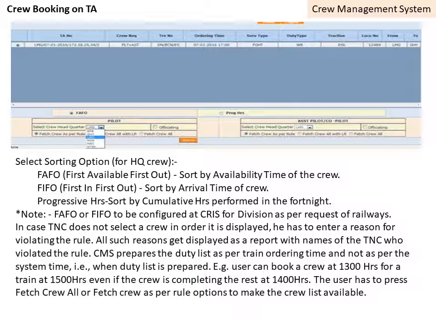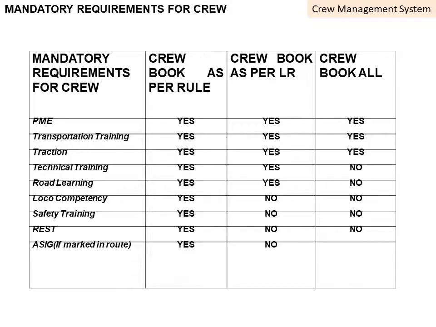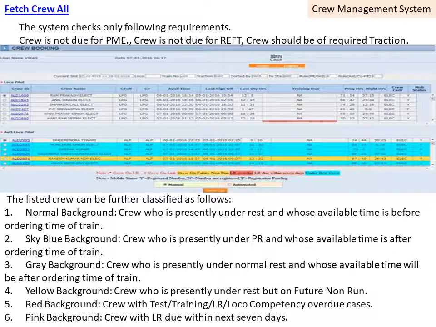This is cumulative hours per fortnight. First available, first out, or first in, first out, is to be configured by the division console only, as per the request of the railway. In case the TNC does not select the crew as per the order, to register it he has to enter the reason for violating the rule. If the first person is available, the first person has to be selected. If we are not selecting that person, here you can see the first loco pilot, and the first person is to be selected.